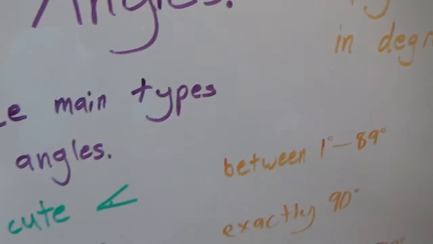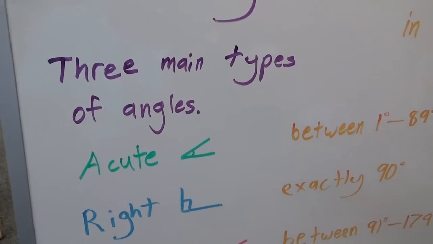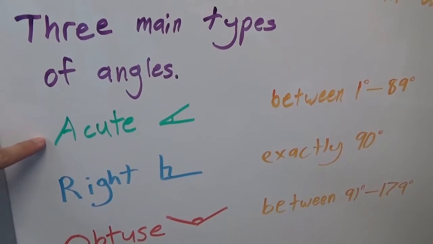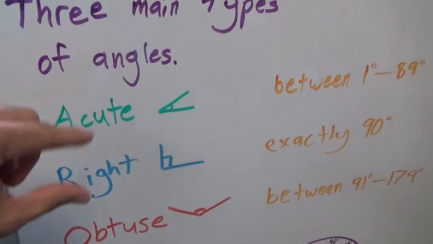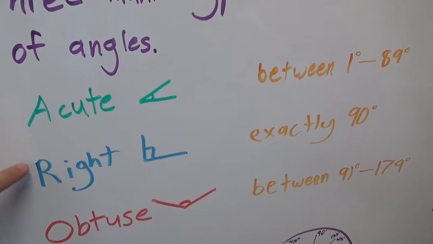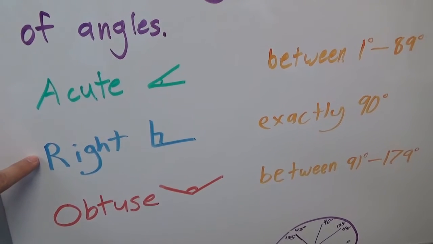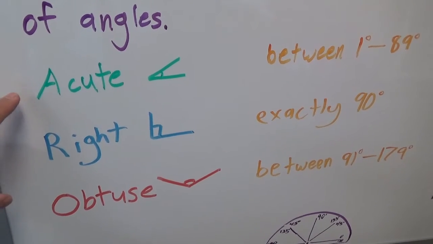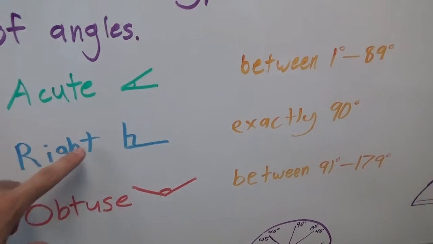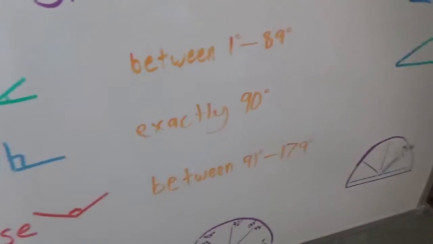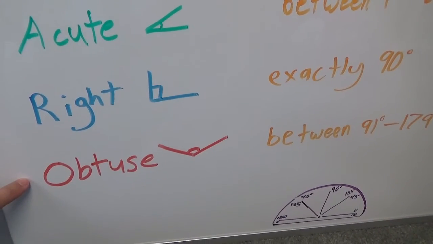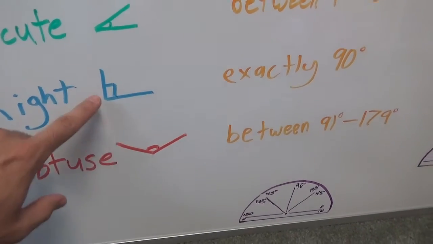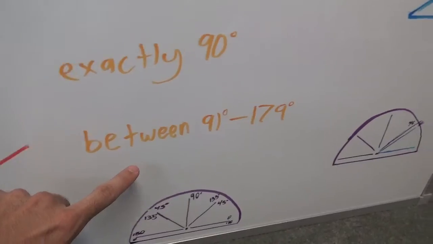Let's learn about these types of angles. There are three main types of angles. We have acute. Sometimes it's good to think about it as a cute little angle. It's a tiny little angle. A right angle, which is exactly in between the biggest obtuse and the smallest acute. It's right in the middle. It is exactly 90 degrees. And we have obtuse. These are our big angles. They are bigger than right angles.